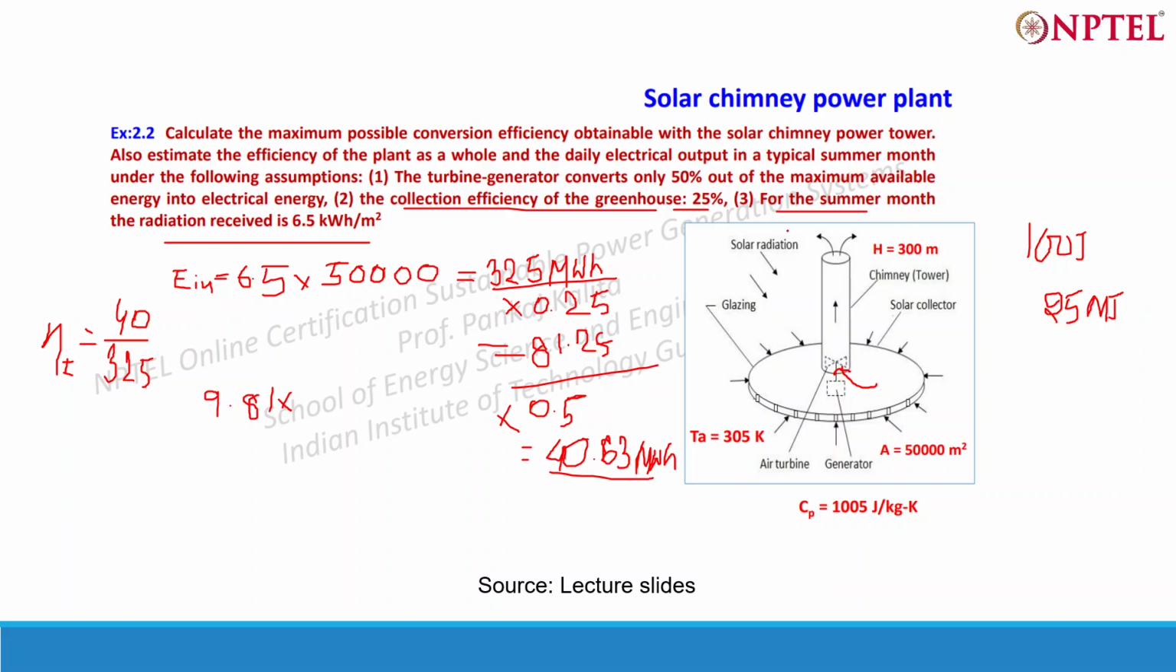H is the height of the chimney. So you can see the height. Normal floor of a house is 3 meter, and you have to build a chimney of 300 meters. So you can imagine you have to build a 100 floor height chimney to work. An area of 50,000 meters square is quite a big area, and it will only produce 40.63 megawatt hour.